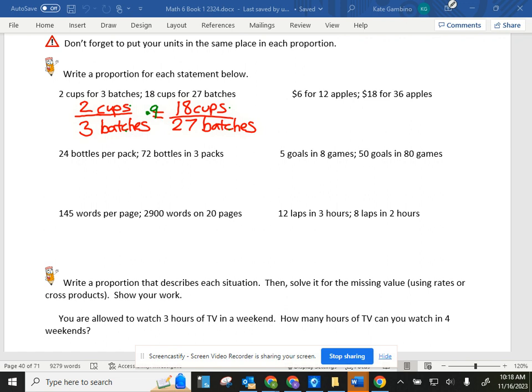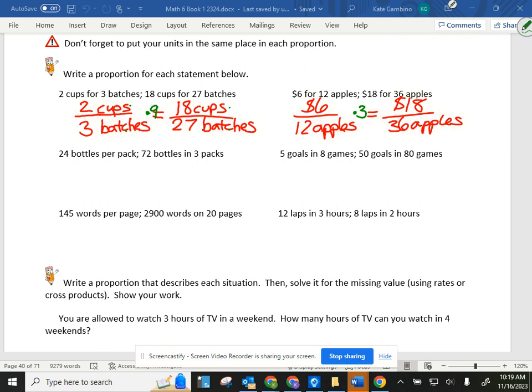So let's look at our next one. How would I set up my proportions? Zelda. You would do $6 over 12 apples, and you would do $18 over 36 apples. I have dollars on top, apples on bottom, dollars on top, apples on bottom. How do I know that it is a proportion? Hannah Mae. Because 6 times 3 is 18, and then 12 times 3 is 36. Whatever I do to the top, I do to the bottom. That's what it means to be equivalent. Doing the same thing to the top and the bottom.